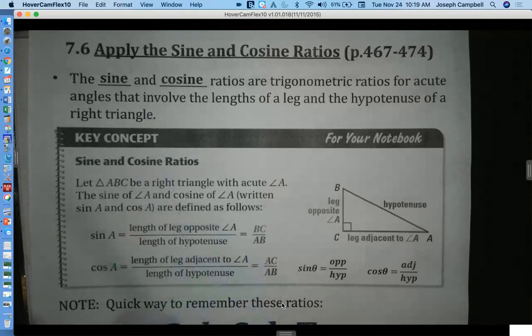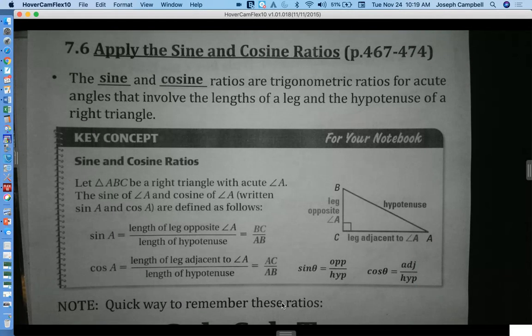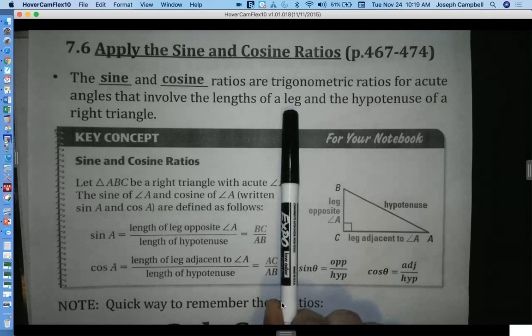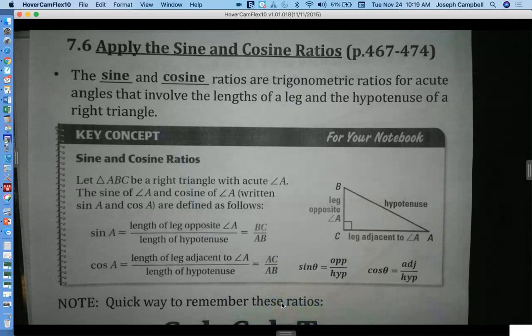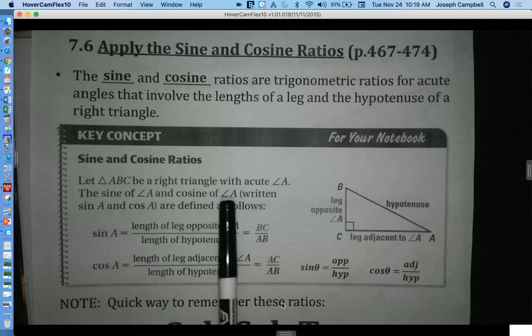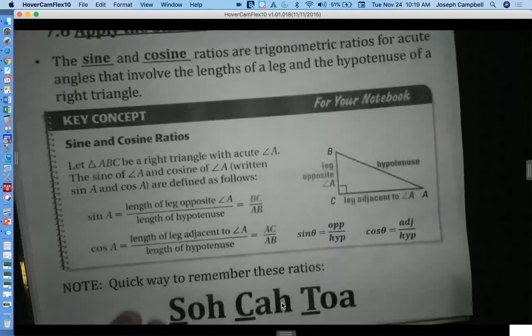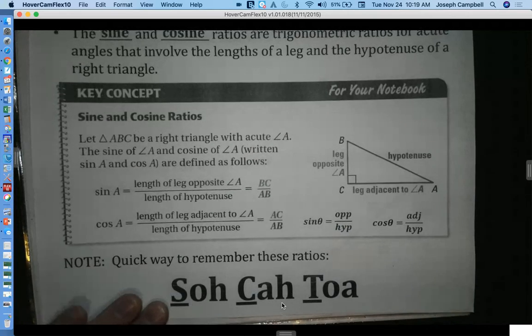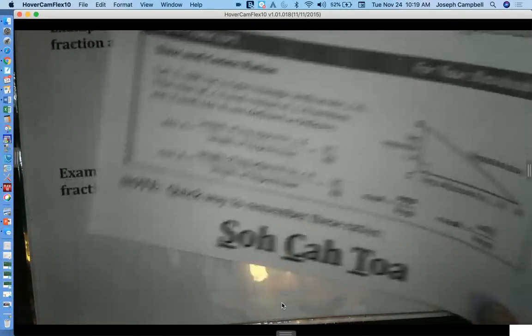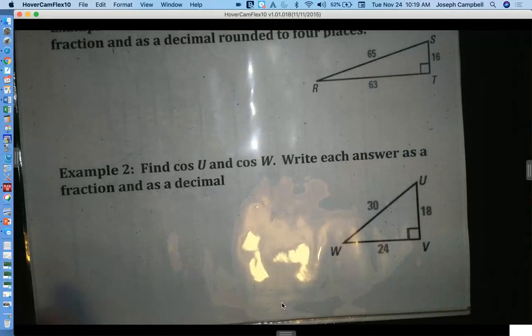So the sine and cosine ratios are trigonometric ratios for acute angles that involve the lengths of a leg and the hypotenuse of a right triangle, right? That leg we determined to either be the adjacent or the opposite side, depending on what angle we're looking at. Okay, so let triangle ABC be a right triangle with acute angle A. The sine of A and cosine of A are defined as follows. We already talked about this. This is essentially what you need to remember right there. Remember, SOHCAHTOA. SOHCAHTOA, sound it out.